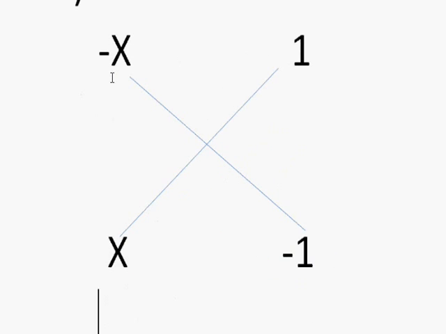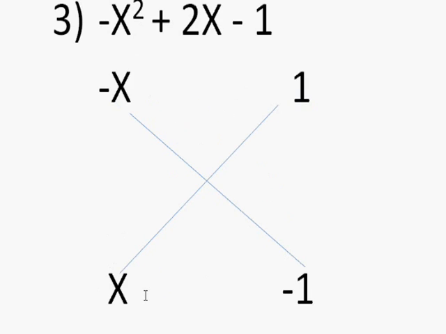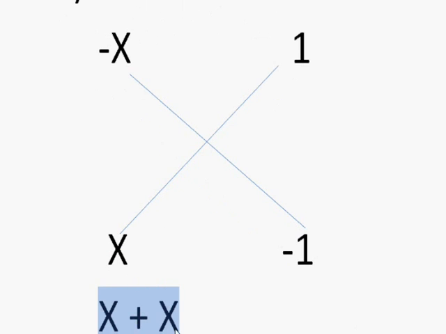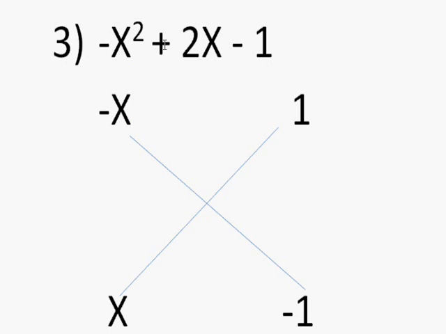Next, as usual, we'll multiply along this, so that's negative x times negative 1, so that is plus x, and along this line x times 1, that is again plus x, so that will be x plus x, which is equal to 2x. So this 2x is the same as the middle expression in our original quadratic expression. So the factors would be minus x plus 1, and the other factor will be x minus 1.